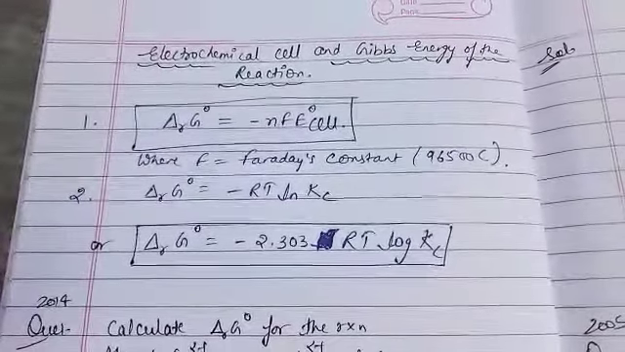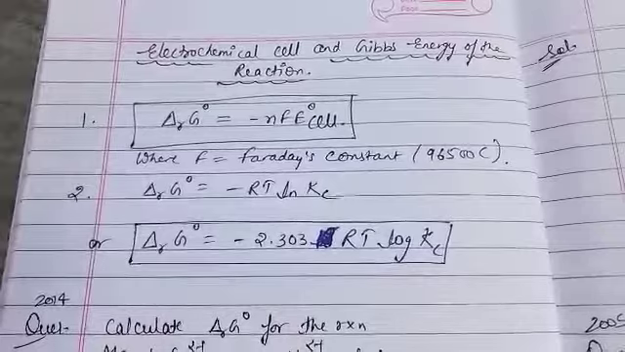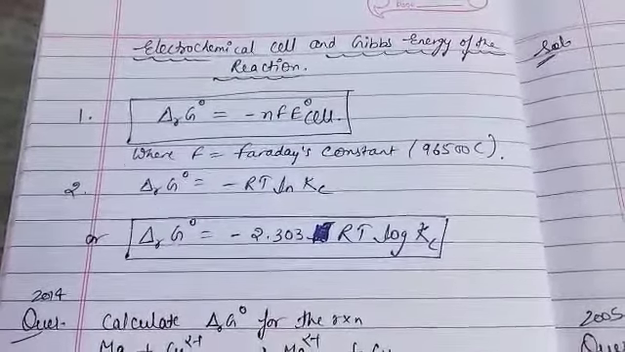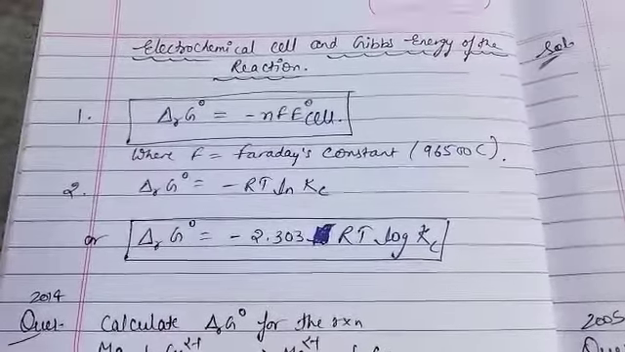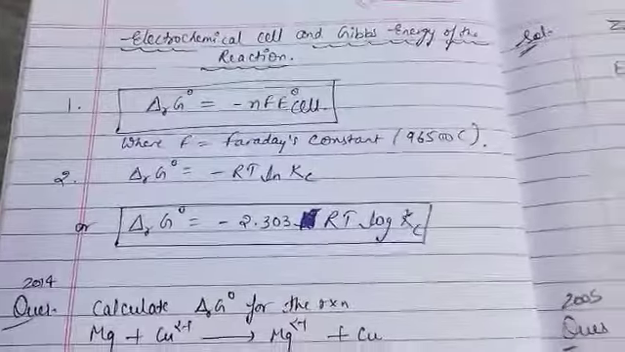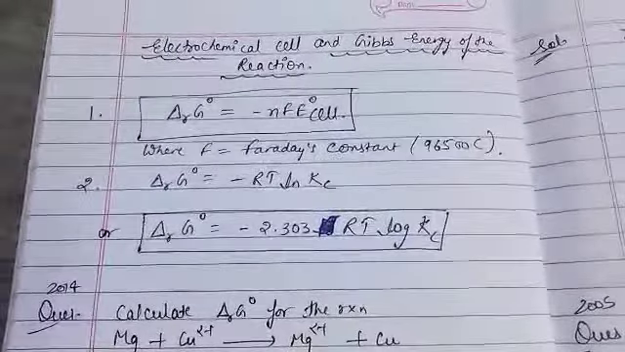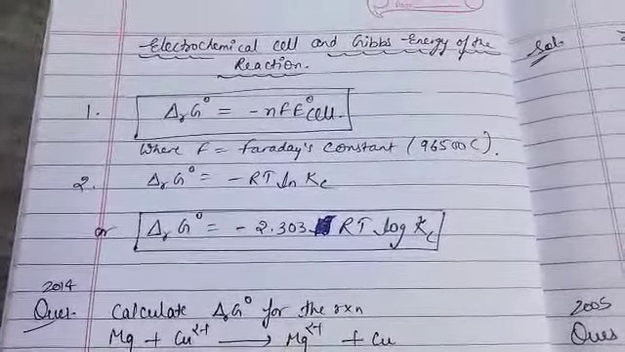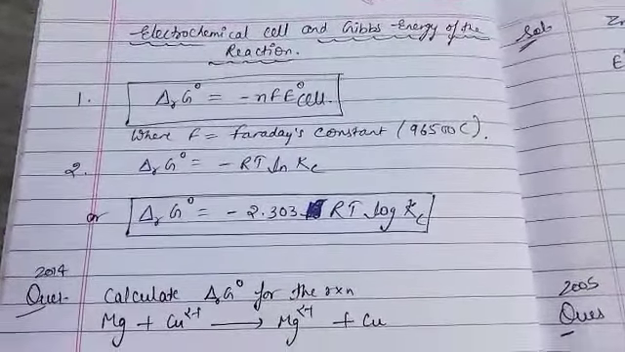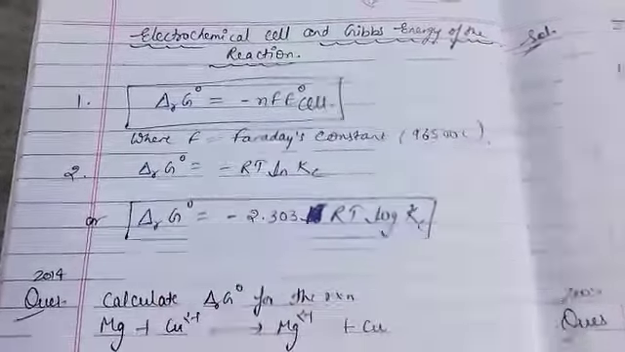Today our topic is electrochemical cell and Gibbs energy of the reaction. Previously for Gibbs energy we used the word Gibbs free energy, but now instead of Gibbs free energy it's simply Gibbs energy of the reaction. That one is represented by capital G. In this also, again you have to learn two formulas, and on that basis we'll solve numericals.